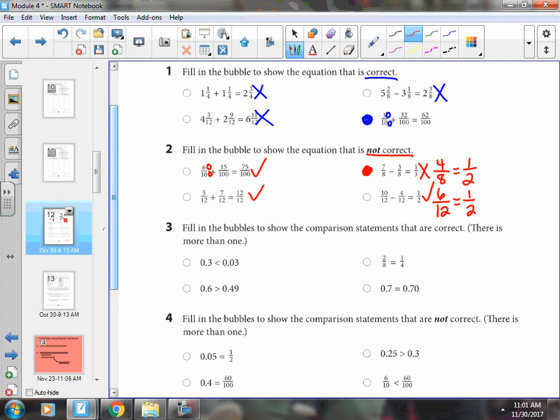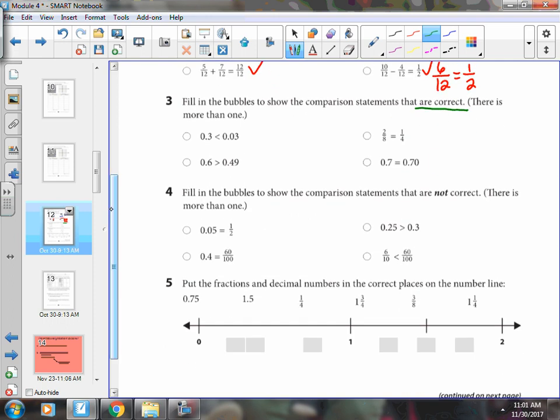Okay, number 3, they're really making us think. Fill in the bubbles to show the comparison statements that are correct. So we're looking for the correct ones, and there's going to be more than one of them. I like to put a 0 in certain places so they all go up to the same place value. Then they're easier to compare. What's bigger? Sometimes thinking of money is helpful. 30 cents or 3 cents? Well, 30 cents is bigger. So that one is wrong.